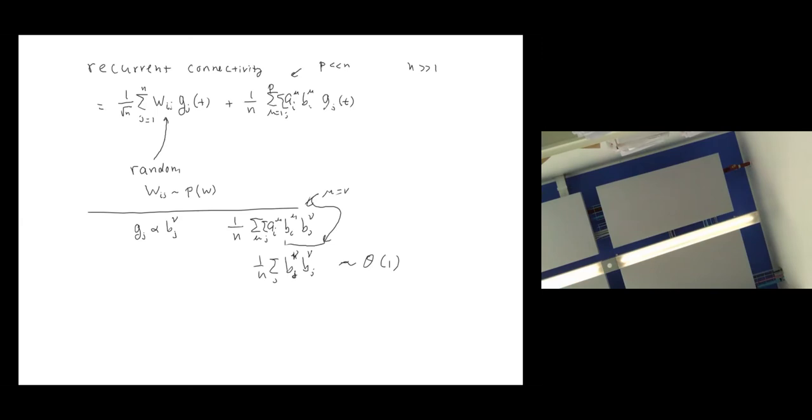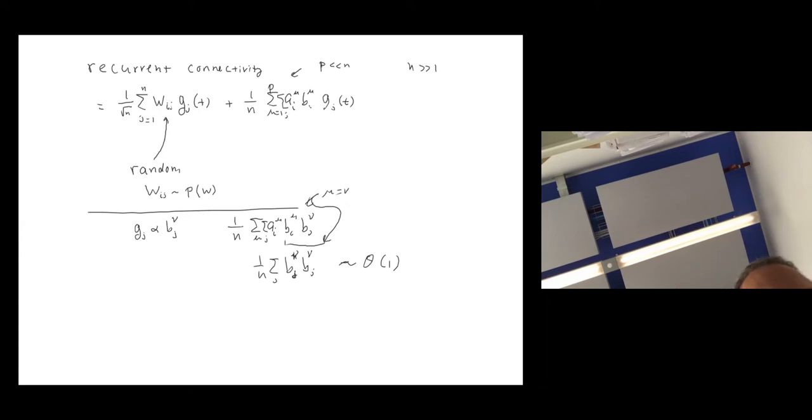So B_i^mu is also a sum on j of B_j^mu B_j^nu. This is the mu equals nu term, the 1 over n. So that's order 1. We've been talking about orders all the time. So n is large because it's a neural network. It's much greater than 1. So we really, really care about how things scale with n.